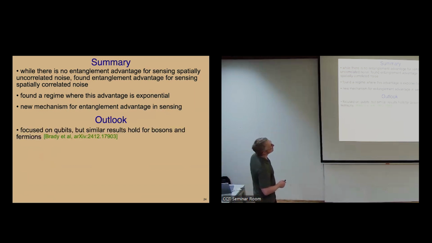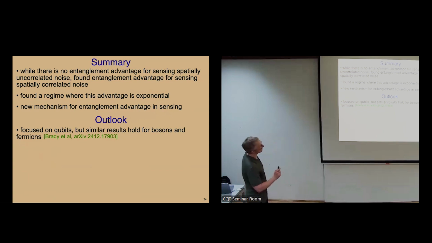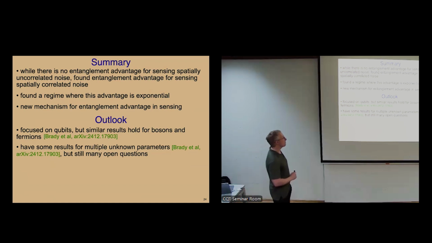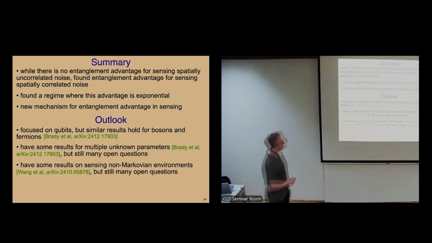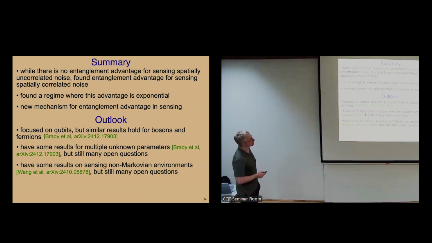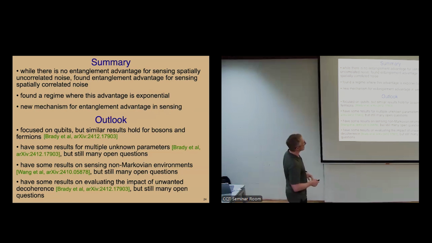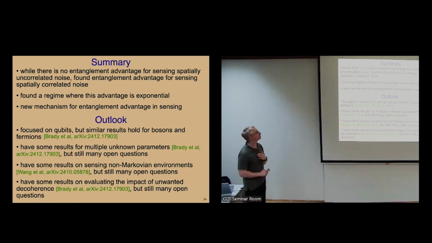We focused on qubits, but similar results hold for bosons and fermions, although we haven't solved it completely. So we have some results for multiple unknown parameters, but still many open questions. I said there is one unknown parameter, but we have some results for multiple ones. We have some results for sensing non-Markovian environments, but again, still many open questions. And we have very, very few results on evaluating the impact of unwanted decoherence, but still many open questions.